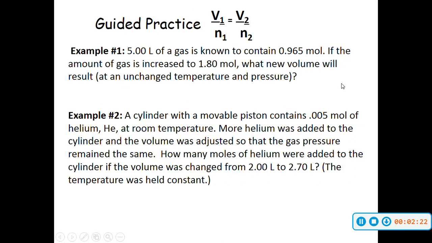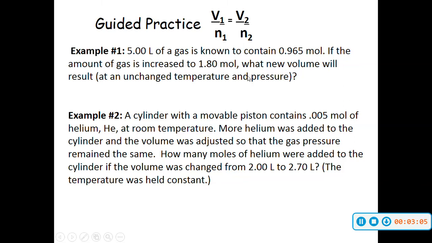So guided practice, calculations. Example number 1: 5 liters of a gas is known to contain 0.965 moles. If the amount of gas is increased to 1.8 moles, what new volume will result at an unchanged temperature and pressure? If we take a look at our variables, we have our initial volume, and it's known to have 0.965 moles, our initial number of moles. Then the number of moles increased to 1.8. What is our new volume?